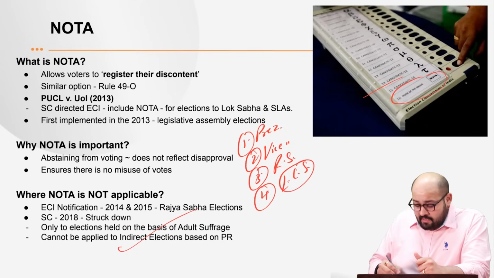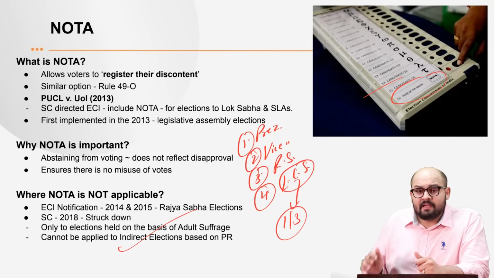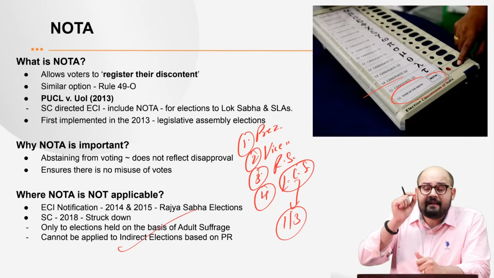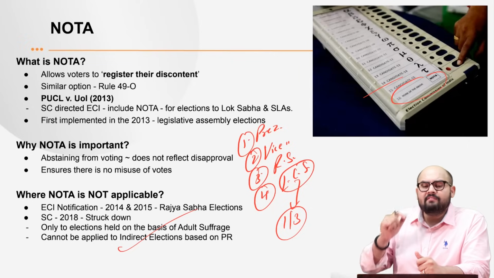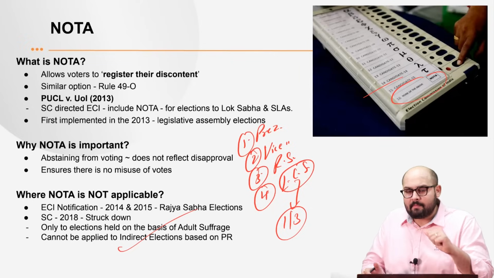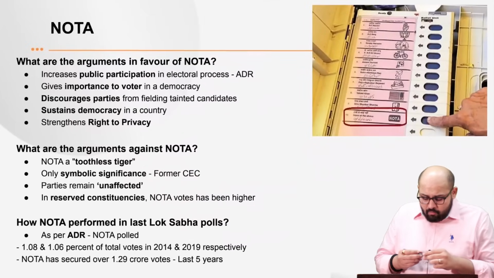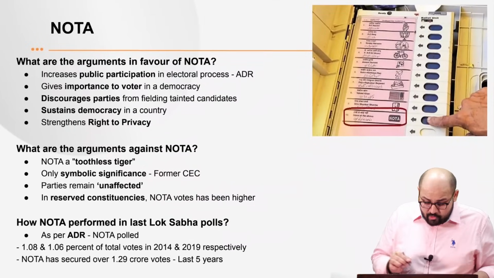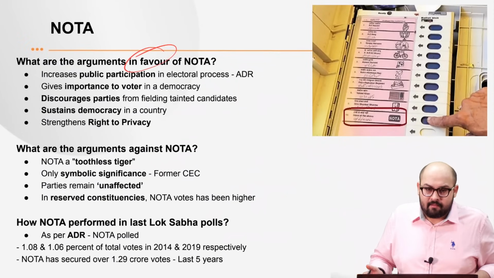So you must be aware that 1/3 of the members of the legislative councils are elected by the members of the Legislative Assembly. And there you have the system of proportional representation. So do remember this. Now, what are the arguments in favor of NOTA, right?